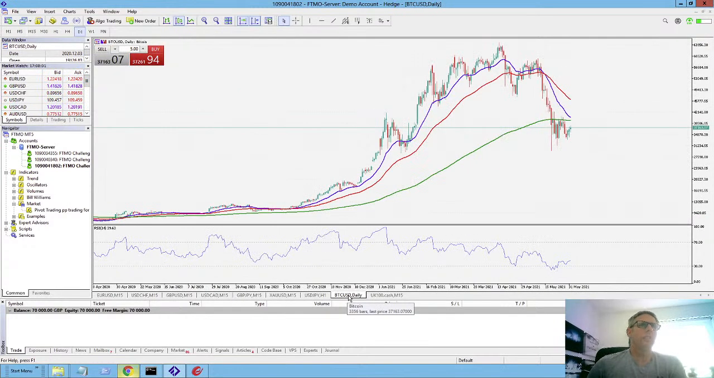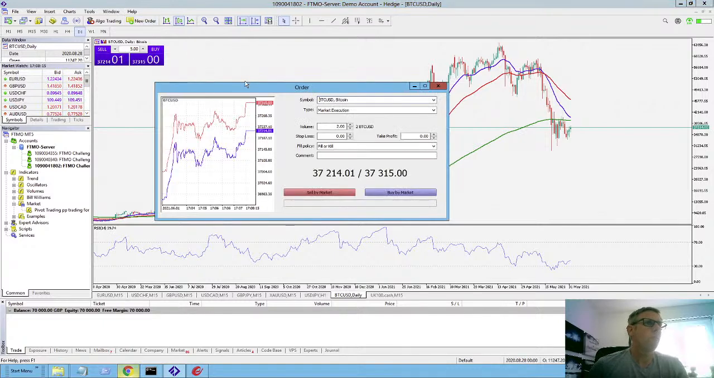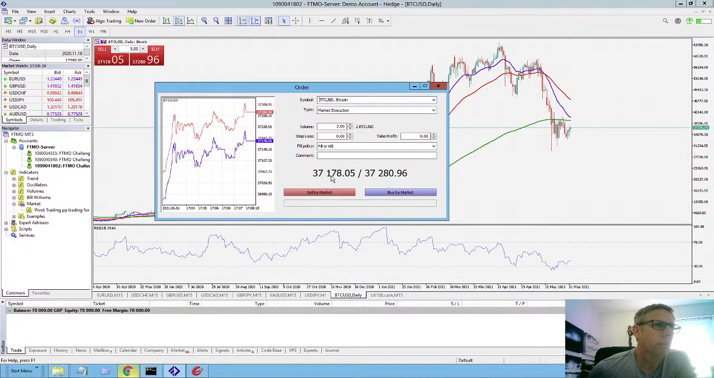Bitcoin's fascinating at the moment, and I'm almost tempted to do a trade on this one, although trading this against the FTMO is not ideal purely because of the spreads. Let's take a quick look at the spreads on this. We're talking a $100, 100 point spread on Bitcoin, which is huge.